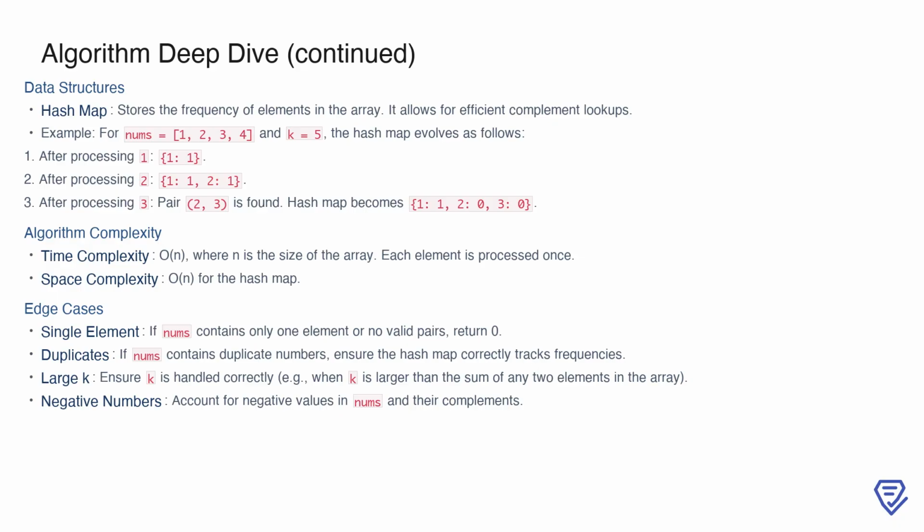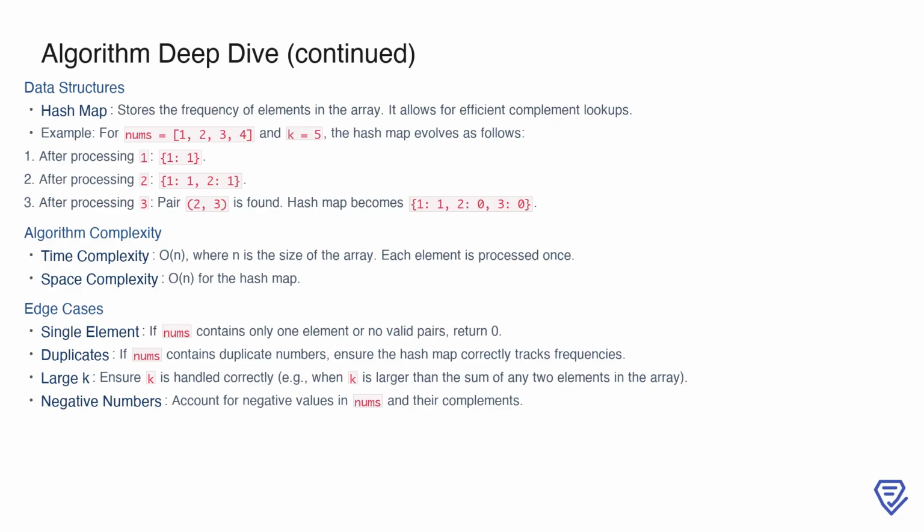After processing 1, it contains {1: 1}. Once we process 2, it becomes {1: 1, 2: 1}. When we reach 3, we find a valid pair with 2, and the hash map adjusts to {1: 1, 2: 0, 3: 0}. This demonstrates how the hash map tracks and updates frequencies in real time.